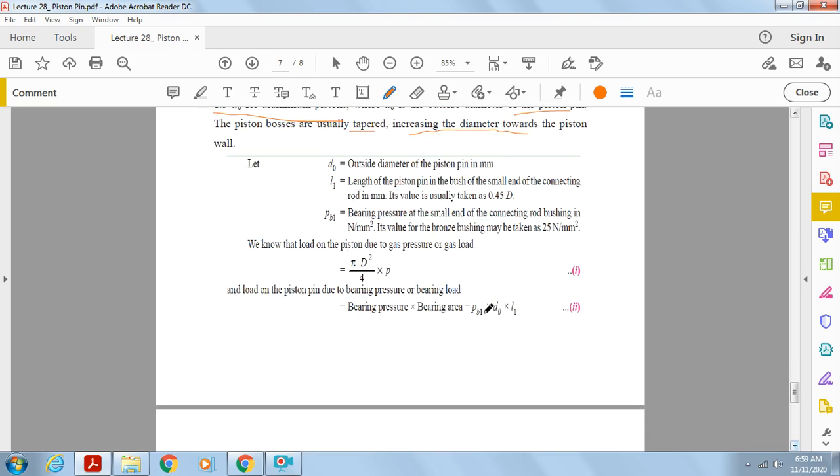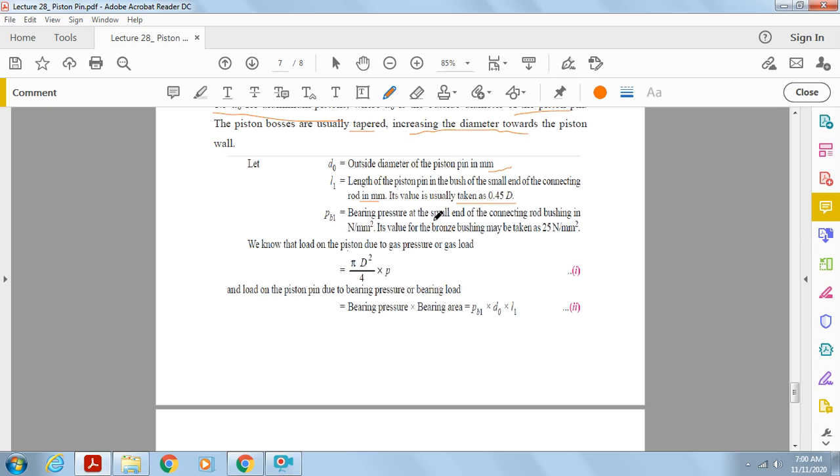Let us go for the mathematical part. Let D0 be the outside diameter of the piston pin in millimeter. L1 is the length of the piston pin in the boss of the small end of the connecting rod in millimeter. Its value is generally taken as 0.45 of D. D means it is the cylinder bore, or the outside diameter of the piston.